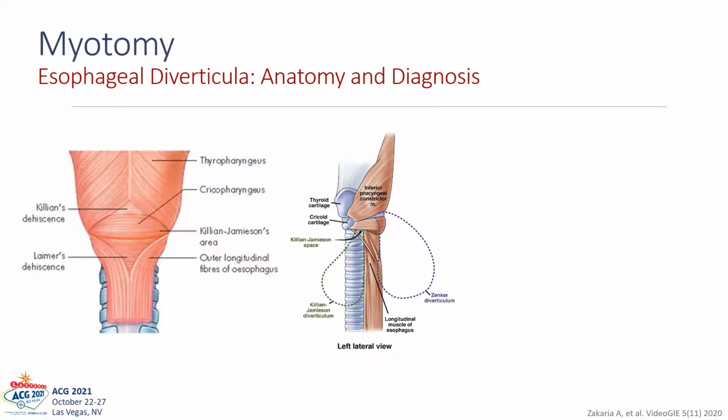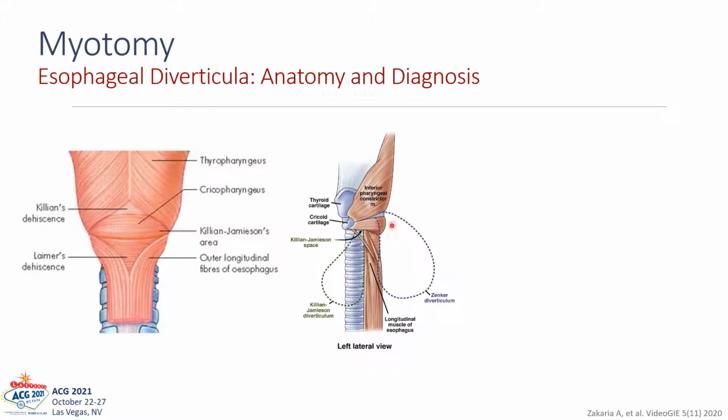It's important for us to understand this anatomy and to be able to distinguish between the various types of esophageal diverticula. So here's the posterior view of the larynx, and you can see here the cricopharyngeal muscle, and below we have the outer longitudinal fibers of the esophagus and the circular fibers here, and the inferior constrictor, kind of part of this complex here. And you can see the diverticula can emerge from various areas. So kind of laterally here, you'd have a Killian-Jamison diverticula, right along where the recurrent laryngeal nerve is.